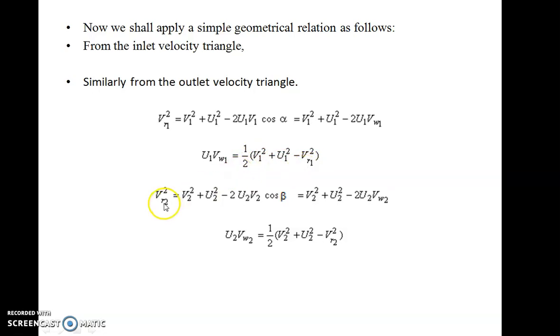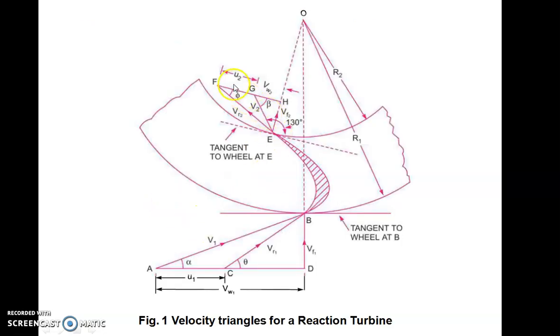Similarly, for VR2 square, if you see in this diagram, it will involve cosine of 180 minus beta. If you see this angle, cos of 180 minus beta is minus cos beta by definition.